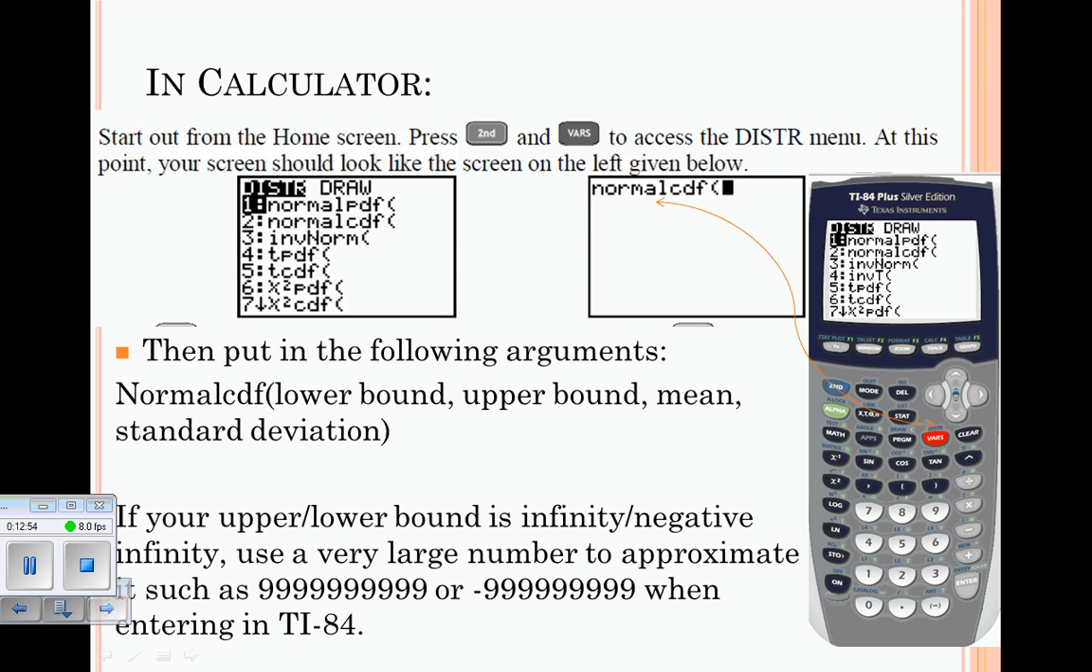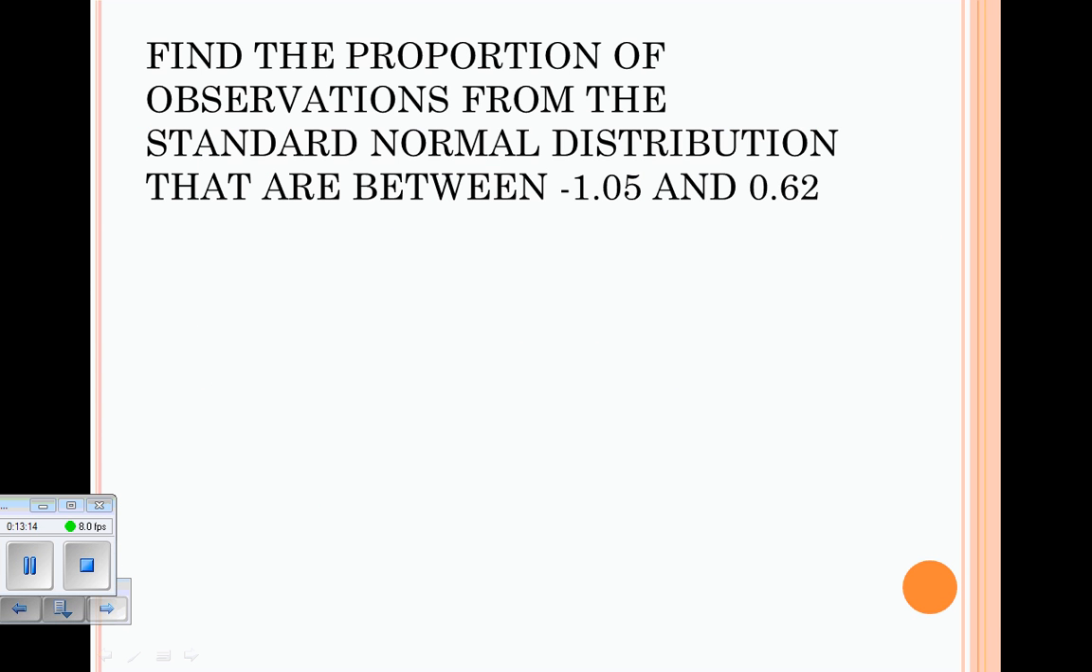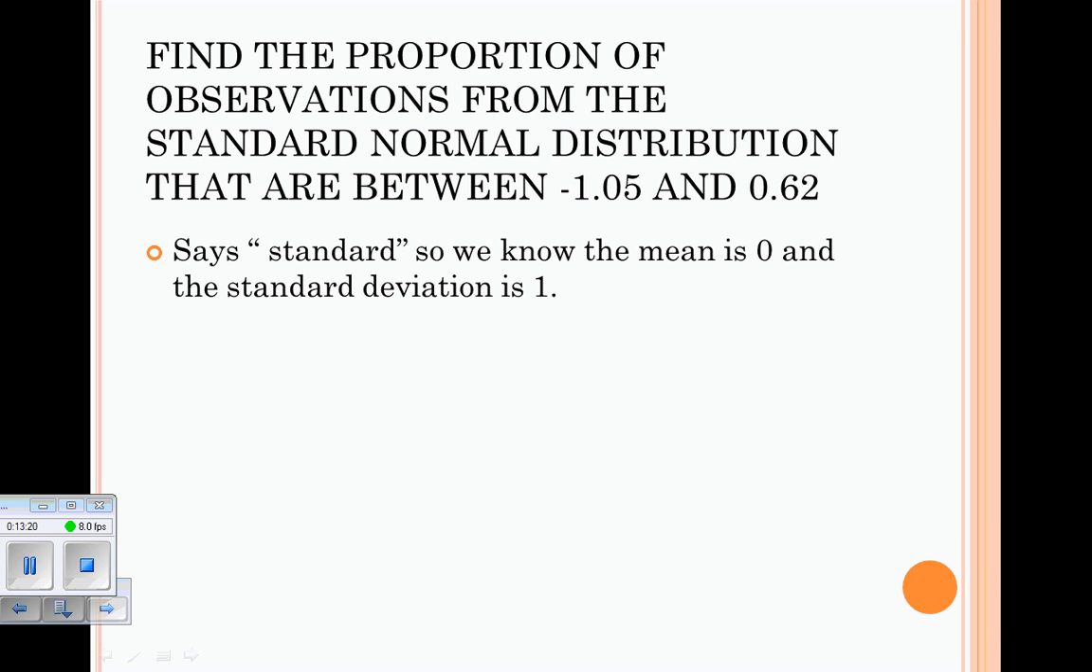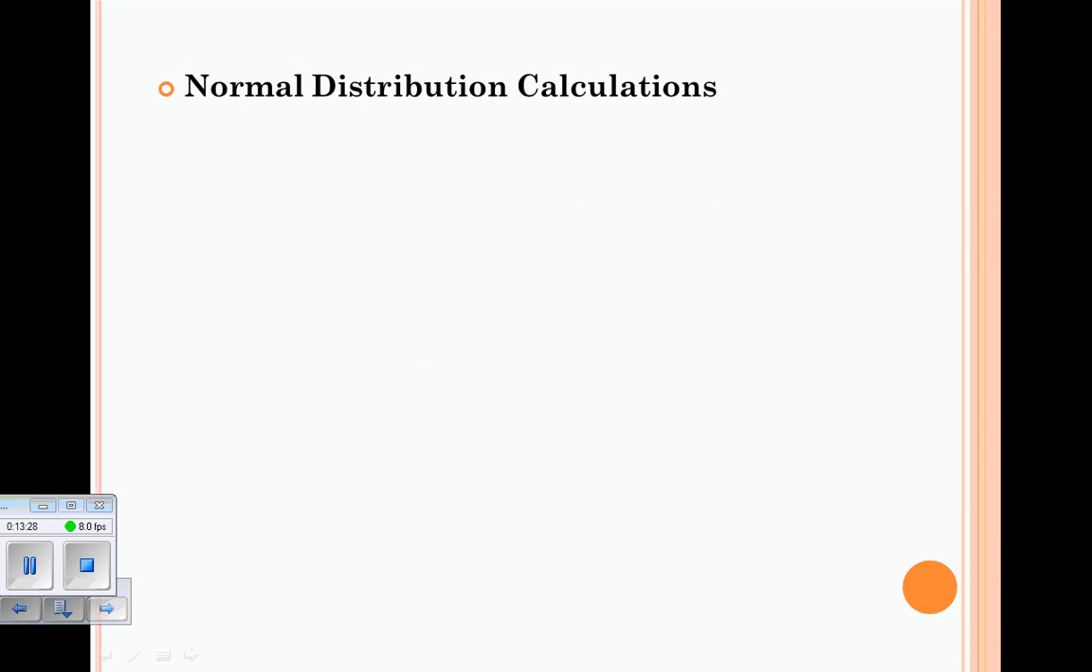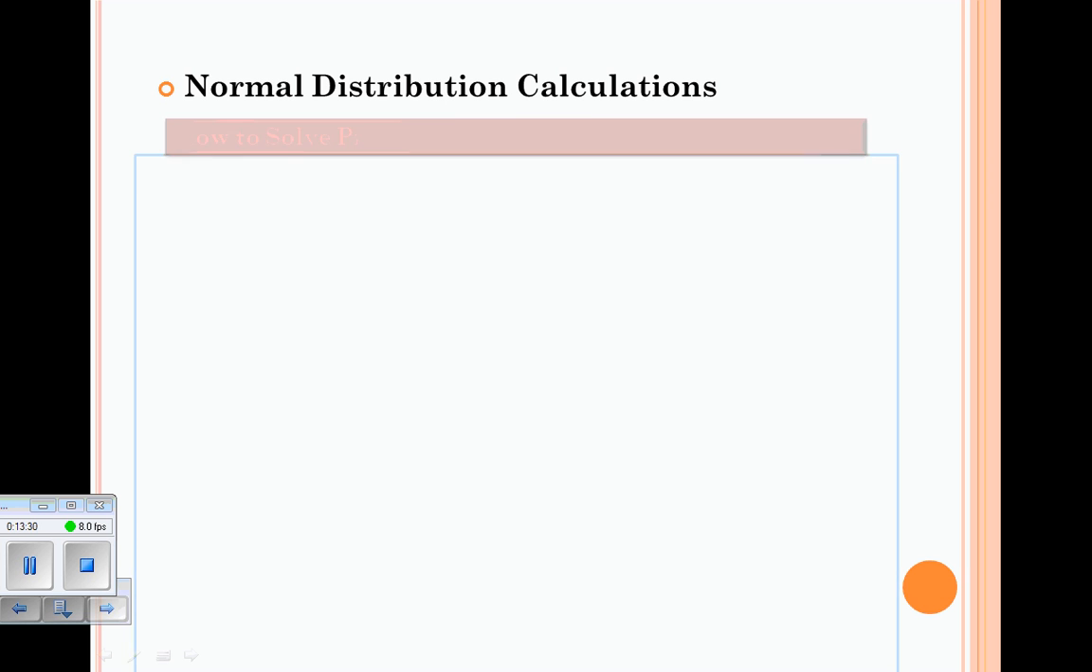All right, so here it is again in your calculator of how to go find the normal CDF. Make sure you do the CDF: lower bound, upper bound, mean, standard deviation. And again, instead of using infinity, you can just use 99999 or negative infinity, negative 99999. Okay? All right, so try that one on your calculator if you haven't already. And I got 0.5855. Okay.